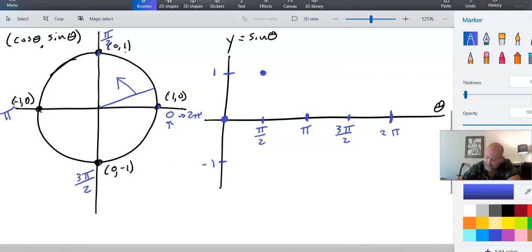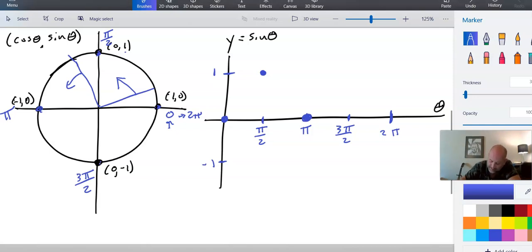Okay, so that's the first part of the curve. Then we have to see what happens at pi. So we're rotating again this way, and we go all the way down to here, and we see that our y coordinate is 0 again. So this thing comes back down to 0 at pi.